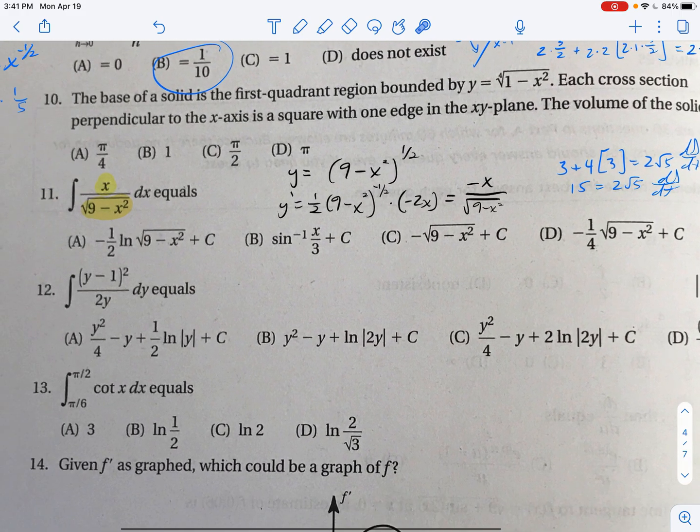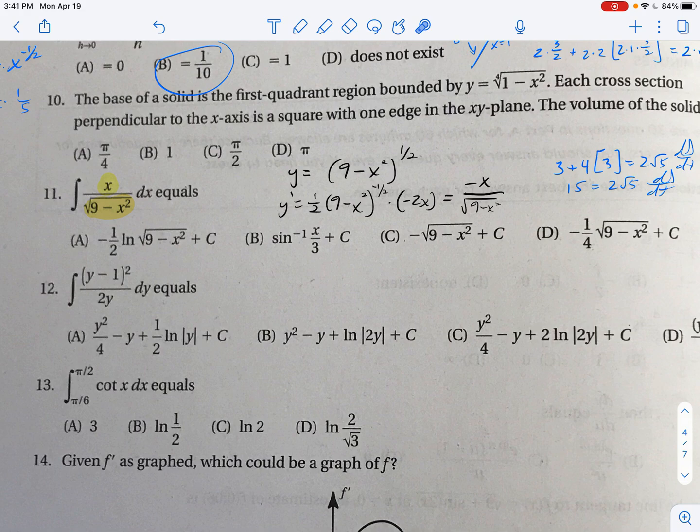What do we want? We want the opposite of that. So how do we fix that? We can fix that by just negating everything. Right? I'll fix this.